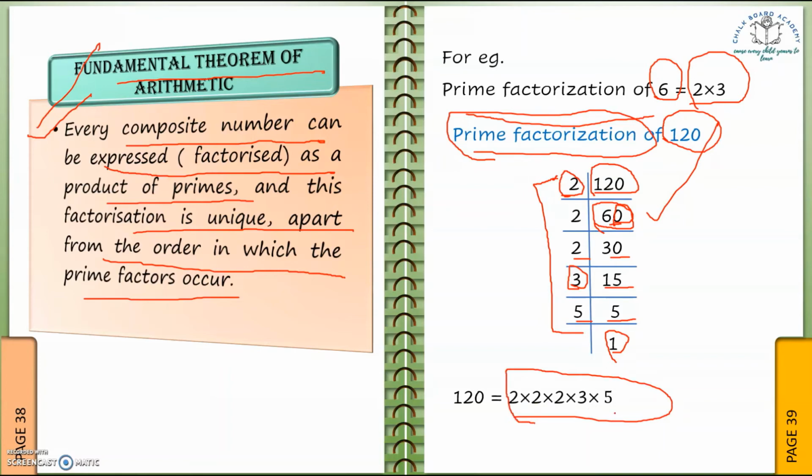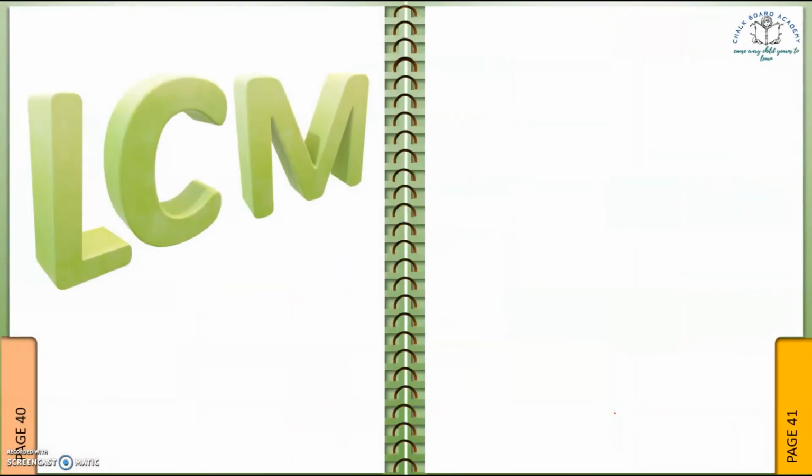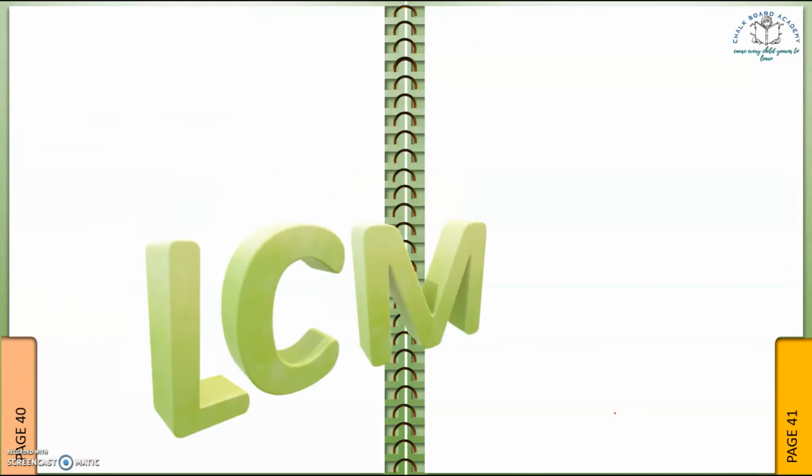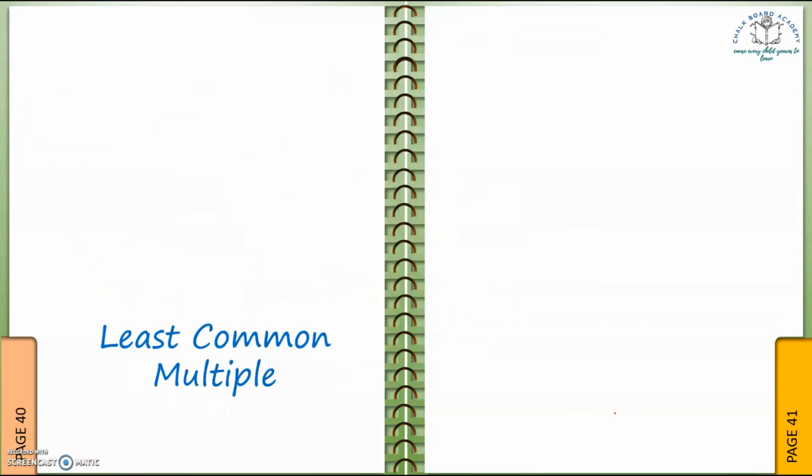Now we should know about LCM. What is LCM? So LCM is actually least common multiple. So what is the least common multiple?